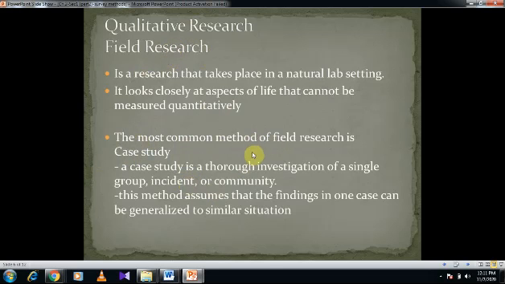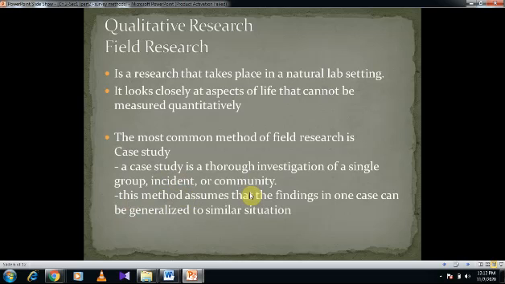A case study is a thorough investigation of a single group, incident, or community. I can run a case study on a group of people sharing similar characteristics. I can run a case study on a certain incident. For example, suicide, sexual harassment, abuse, bullying. I can pick a certain incident and run a case study on it. Or I can run a case study on a whole community.